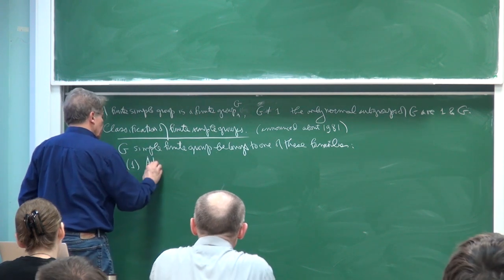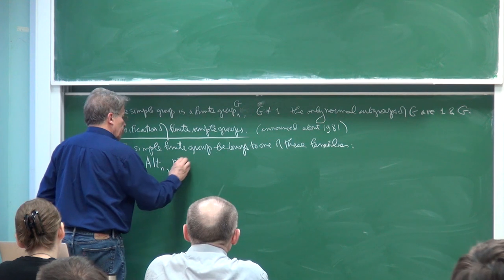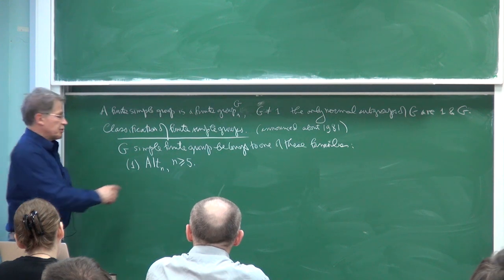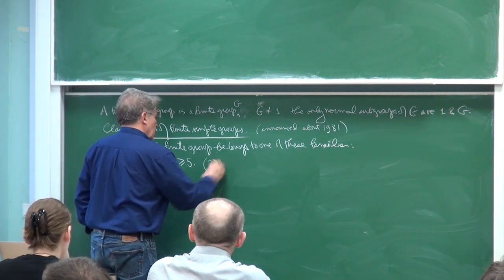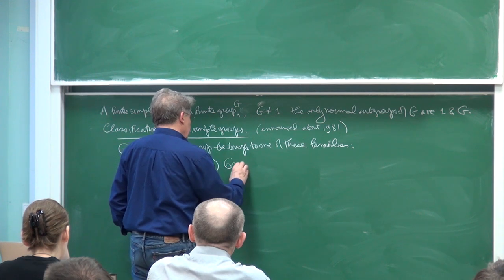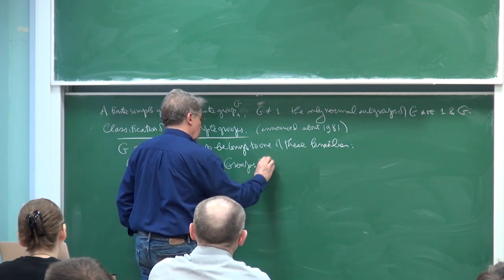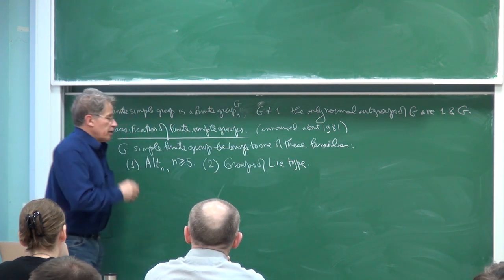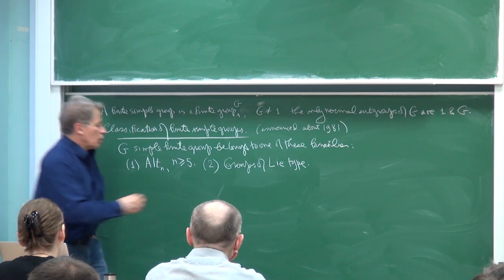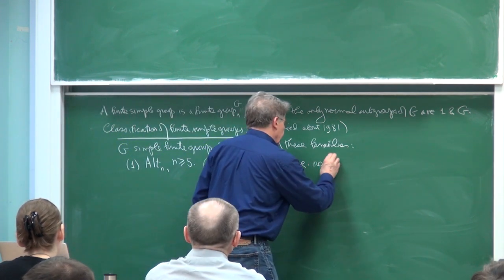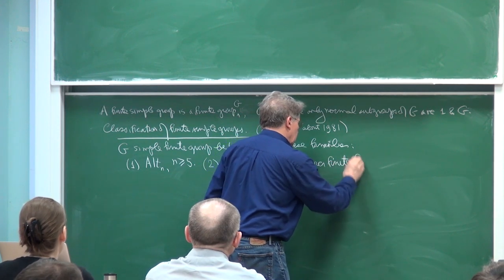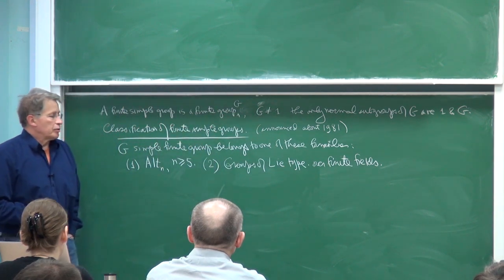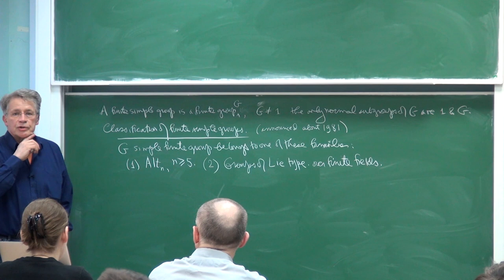One is the alternating groups for n at least 5, the groups of even permutations on a set of n objects. Two, groups of Lie type over finite fields. And many of them are just direct copies of famous Lie groups.